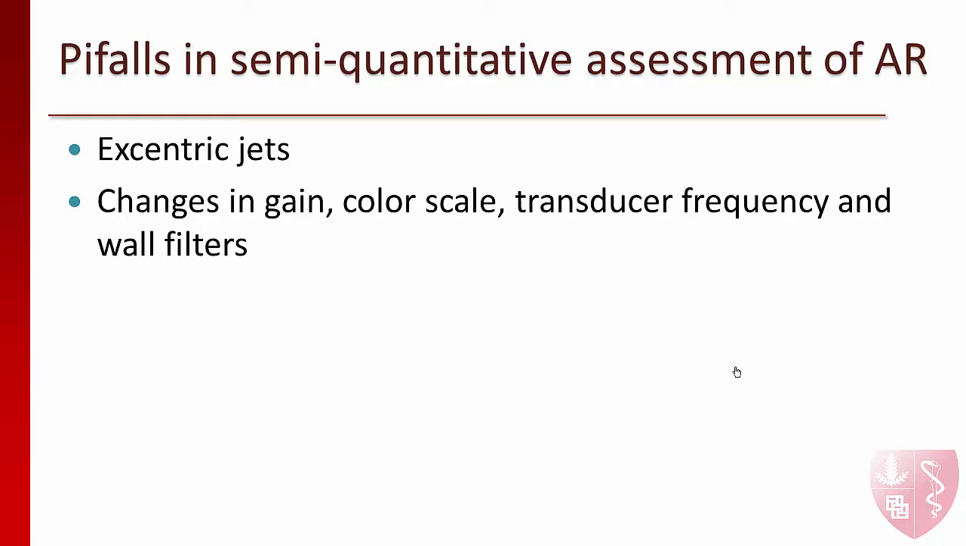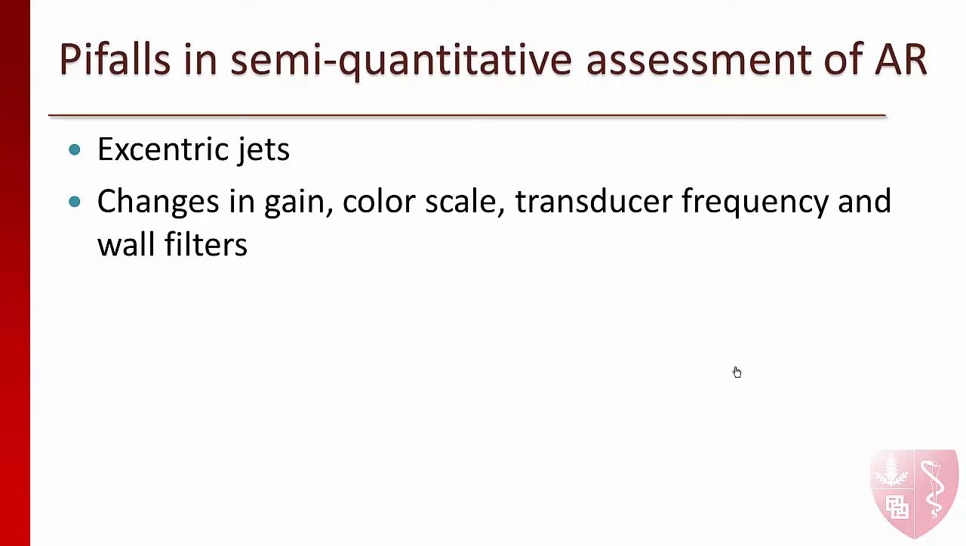Also, if you change the color gain, you may increase or decrease the aspect of the regurgitation, and you can also do that by changing the color scale, transducer frequency, and wall filters, which will either increase or decrease the regurgitant jet that you will see from the echocardiographic images. So always make sure that you're back to the baseline settings of your echocardiography machine, and always be very critical of your findings.